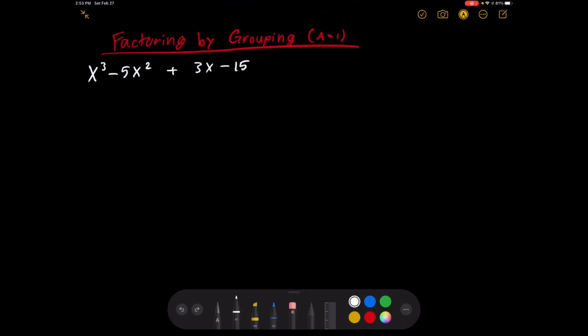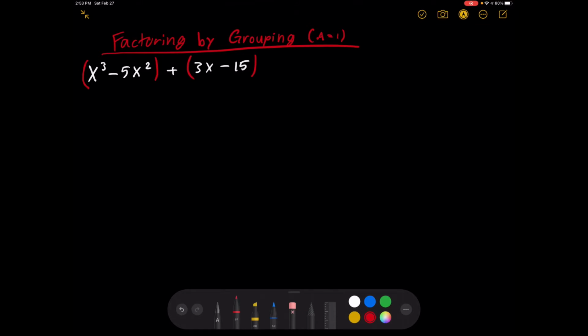So when we want to start, I always like to start by separating them into groups. So this will be your first group and this will be your second group. The groups will always be the first two and the second two, and they're going to be separated by either a plus or a minus in the middle. So once you have them separated, you can go right into handling them separately.